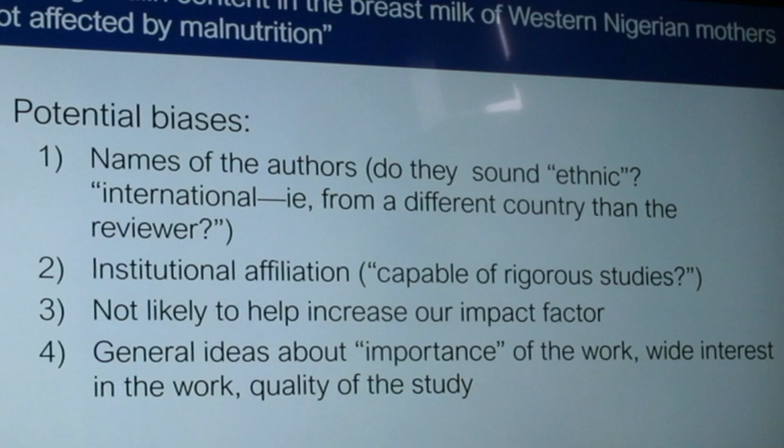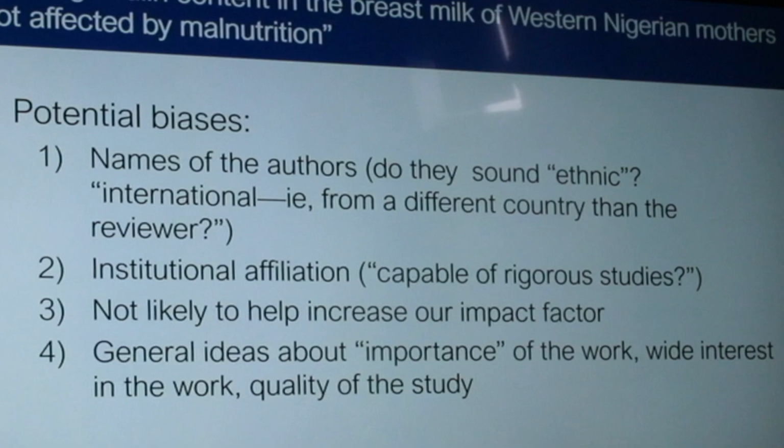The institutional affiliation. Have you ever heard of that institution? Does it sound to you like an institution that is a research powerhouse that's capable of rigorous studies? If it doesn't, that can start to lead you in a bias against the study. And it's not likely to help increase the readership of the journal. You might be thinking that this paper about protein content of breast milk in malnourished mothers, that's not something that a lot of people want to read about. So general ideas about the importance of the work can also further bias you.